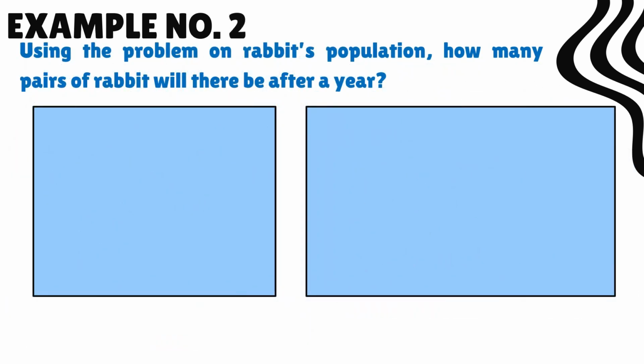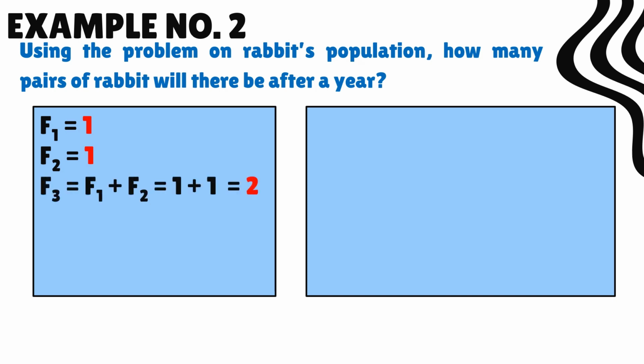Example number 2. Using the problem on rabbit population, how many pairs of rabbits will there be after a year? For f sub 1, it is equal to 1, and this is intended for the first month. F sub 2 is equal to 1, and this is intended for the second month. Since we are asked to get the pairs of rabbits after a year, we look for the 12th term of the Fibonacci sequence.